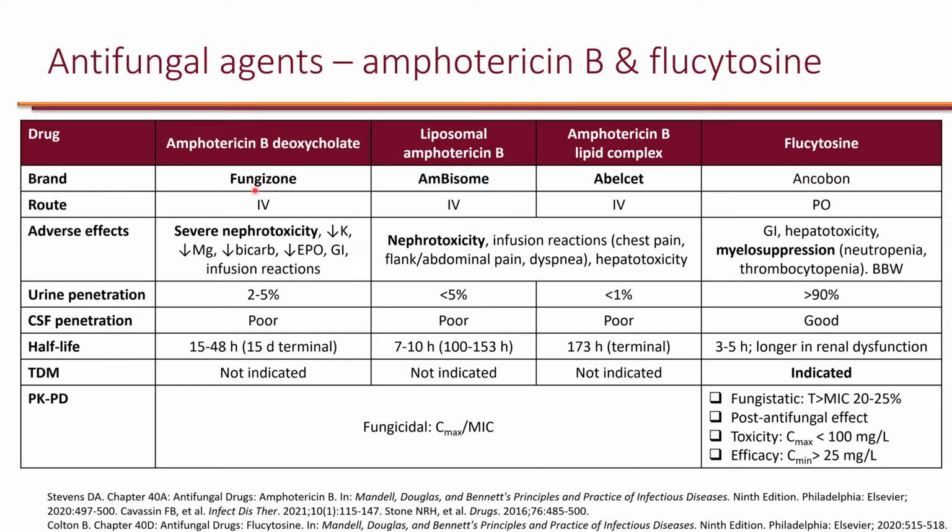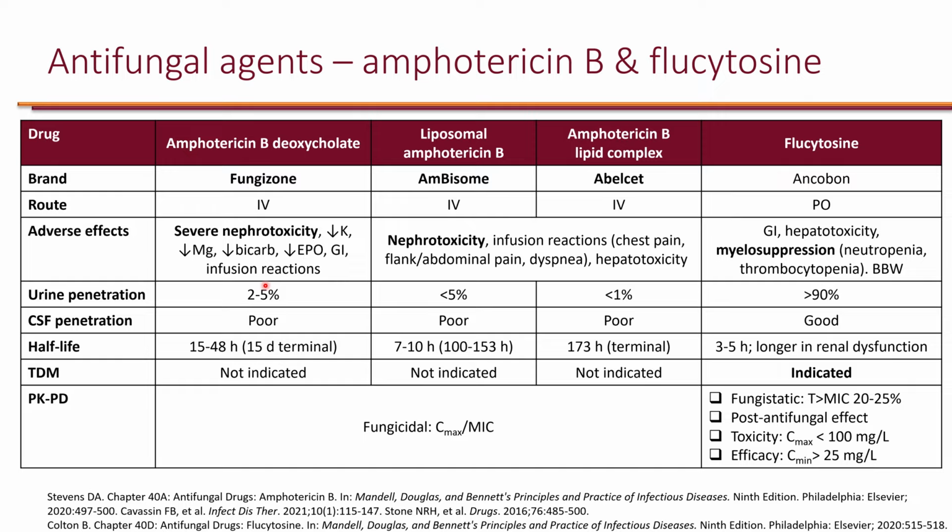So all of them are IV, no oral formulation for amphotericin B. So the conventional causes severe nephrotoxicity, including wasting of potassium, magnesium, and bicarb. As well, because this is in the kidneys, it can reduce epogen production that can lead to anemia. There's also a lot of infusion reactions.